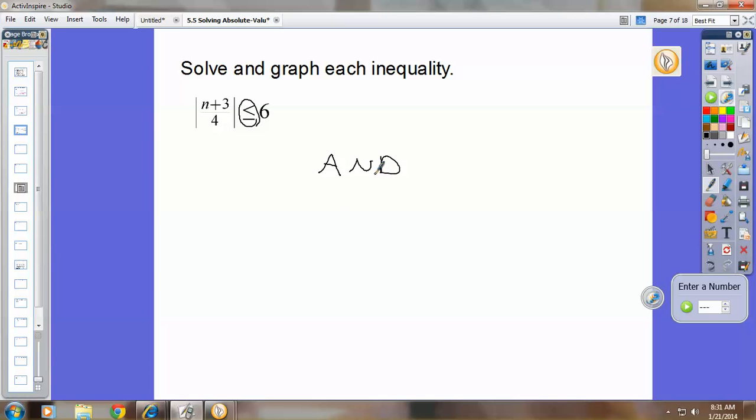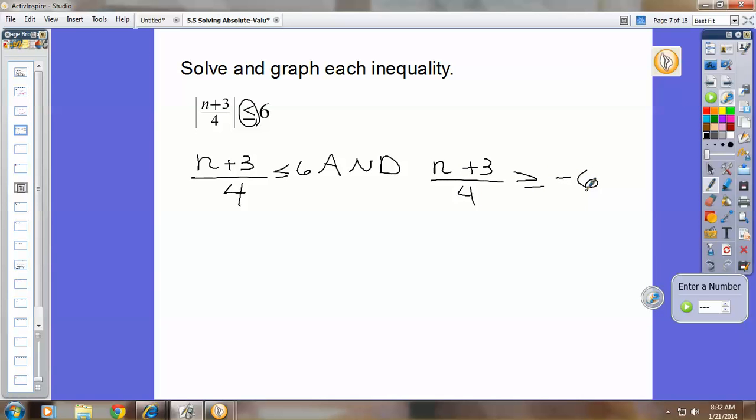So let's set up our inequalities. Is it going to matter that we have a fraction? No, the only thing that changes is our symbol and our sign of the 6. Everything else is exactly the same. N plus 3 divided by 4 is less than or equal to 6. For our second inequality, n plus 3 divided by 4 is greater than or equal to negative 6.